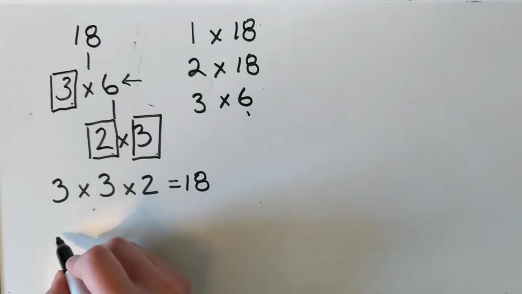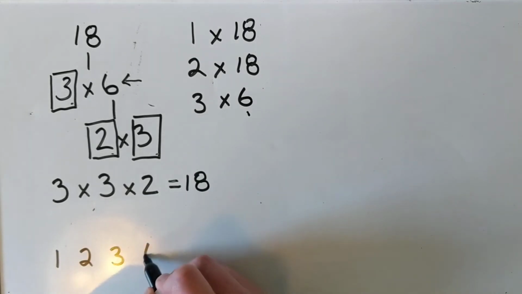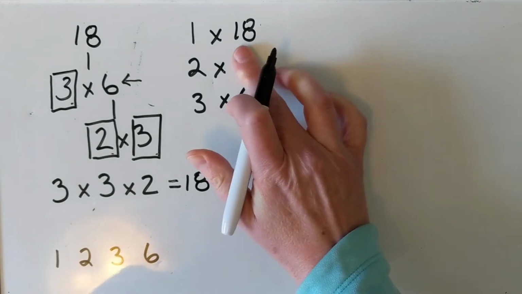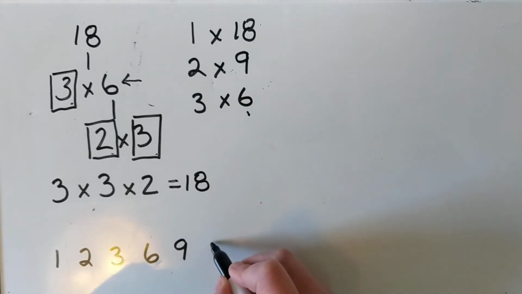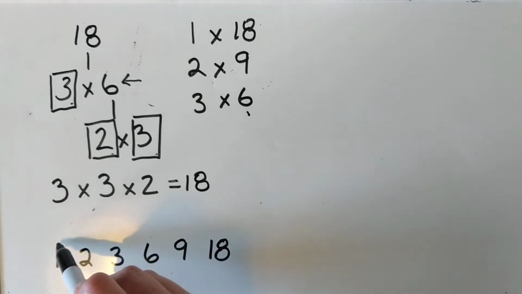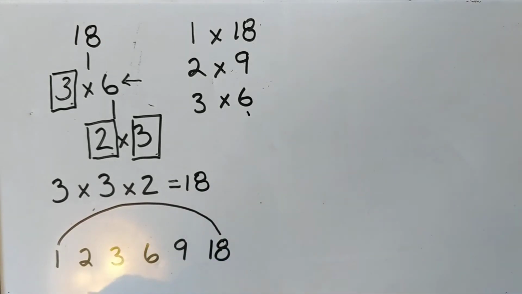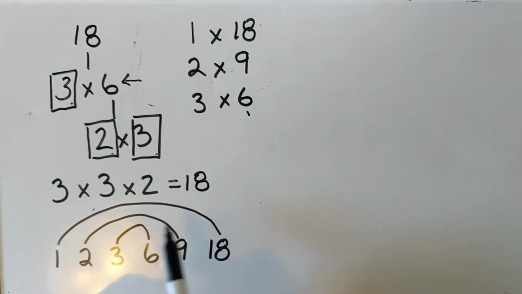Then I can write them in ascending order: 1, 2, 3, 6. Oh, whoops, I'm sorry, this should have been a 9. My bad. 9 and 18. If we notice, we can call this a factor rainbow: 1 times 18 multiplied to 18, 2 times 9 multiplied to 18, and 3 times 6 multiplies to 18. So that's just a nice way of checking that you've got all the factors.